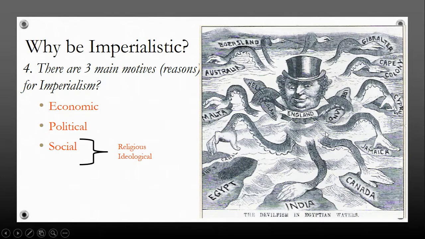Well, there are three main motives for imperialism: economic, political, and social. Social can be broken up into two pieces: religious and ideological. As you can see in this picture here, you have England and they're grabbing all of the other countries around the world. Perfect representation of imperialism.